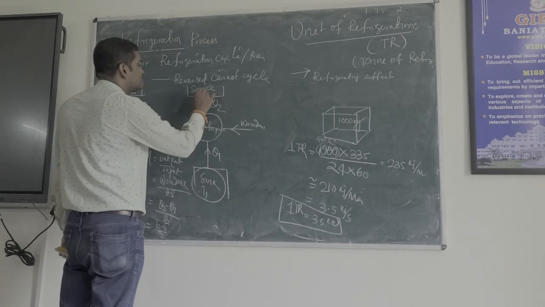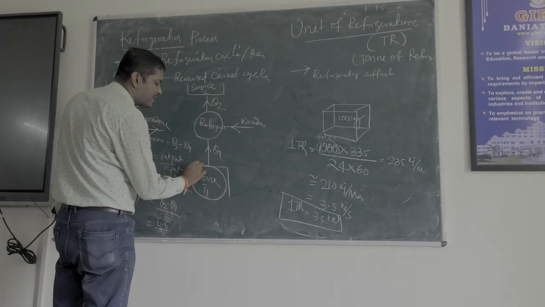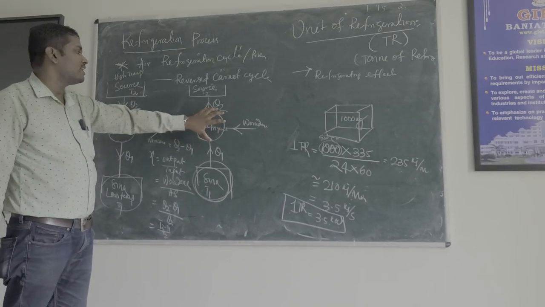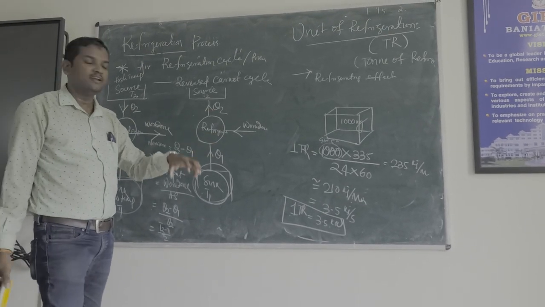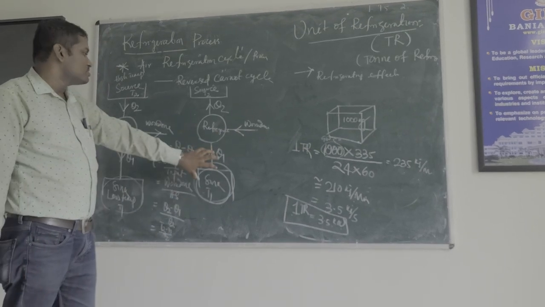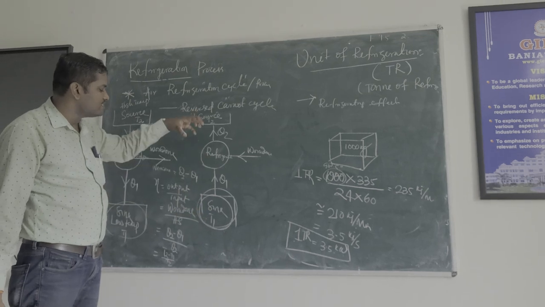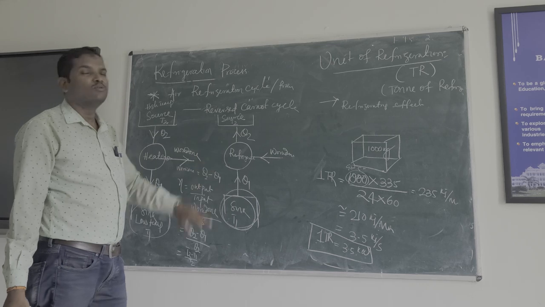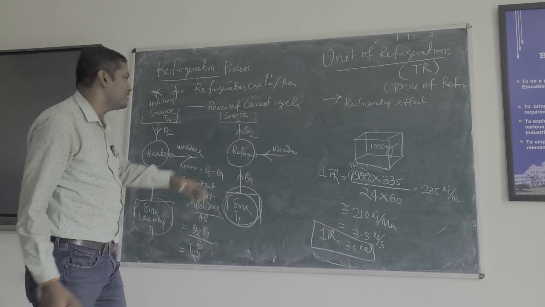So Q1, this is T2. Q1 is the amount of heat extracted from a lower body. We know that according to the second law of thermodynamics, we cannot extract heat from a lower body without the aid of an external agency. So here Q1 amount of heat is extracted from the low temperature body, work is done on it, then Q2 amount of heat is supplied to the high temperature source.